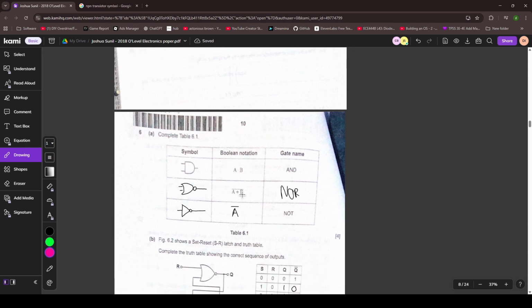This is a NOR gate, so this is right. NOR gate. And then NOT gate. Okay, I don't know. So A bar and then this. Okay.